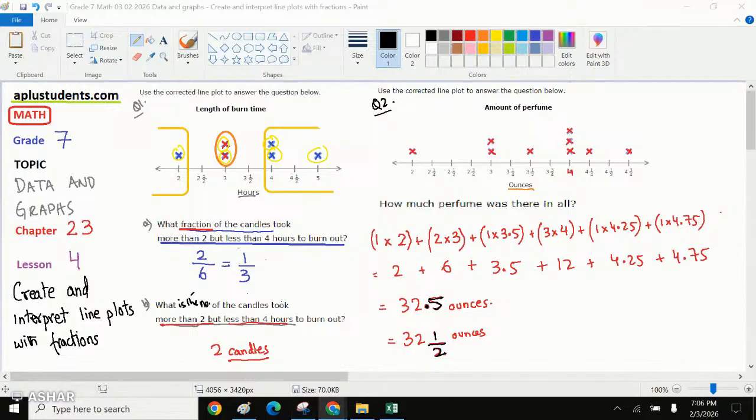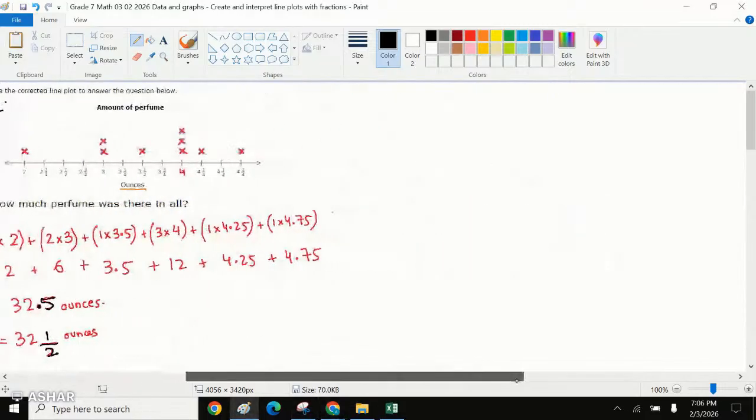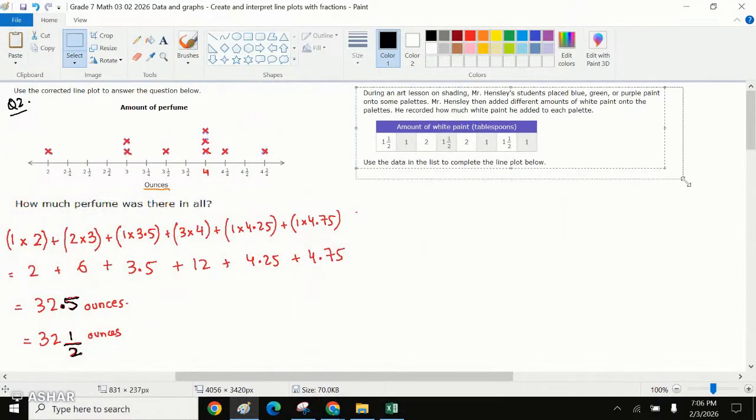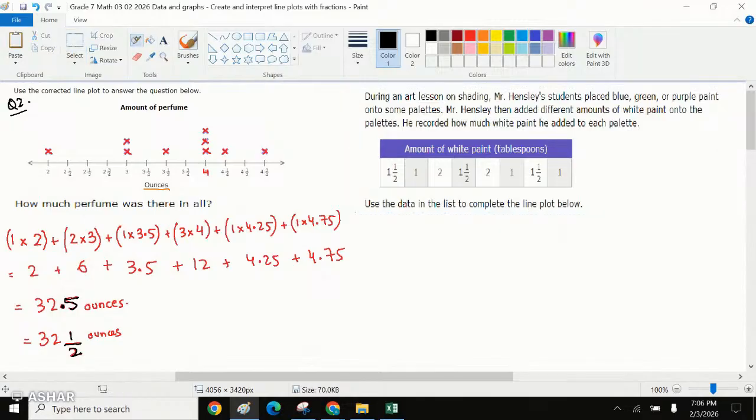In question number 3, this information is given to us, and they are saying to draw the line plot, to complete or draw. During an art lesson on shading, Mr. Hensley's students placed blue, green, or purple paint onto some palettes. Mr. Hensley then added different amounts of white paint. He recorded how much white paint he added to each palette.